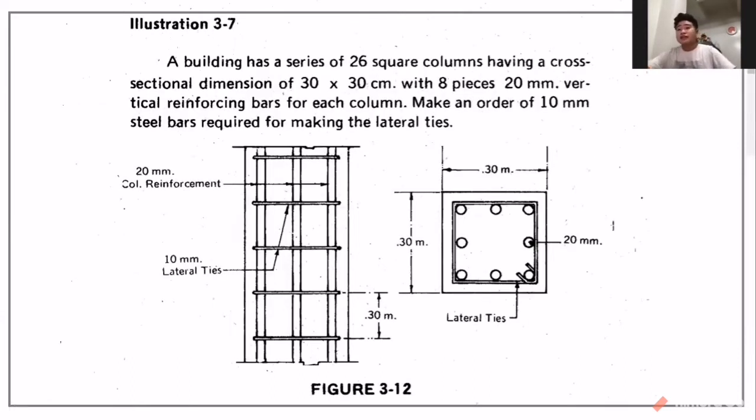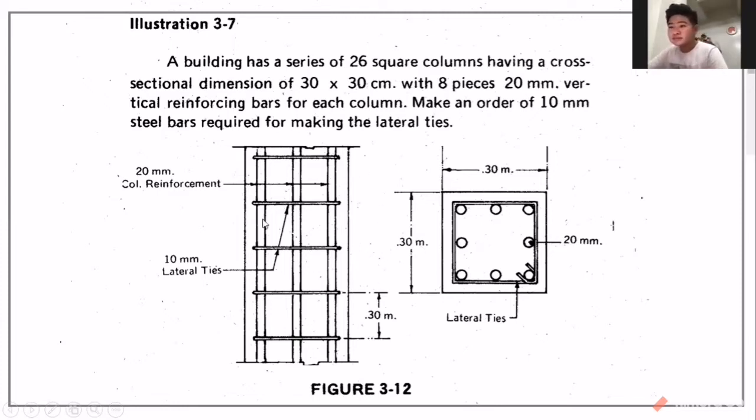Okay, for illustration 3 to 7, a building has a series of 26 square columns having a cross-sectional dimension of 30 by 30 centimeter with 8 pieces, 20 millimeter vertical reinforcing bars for each column. Make an order of 10 millimeter steel bars required for making the lateral ties. So accordingly, in the problem, they use 20 millimeter. So we will make an order of 10 millimeter steel bars.